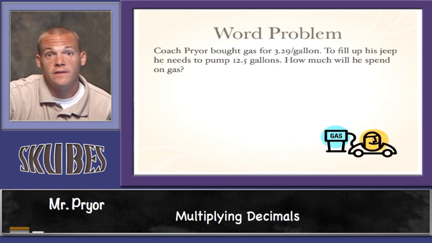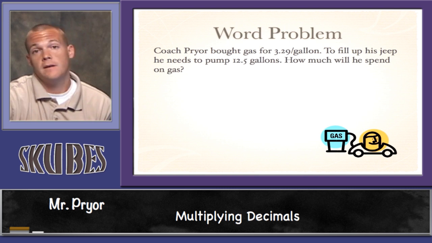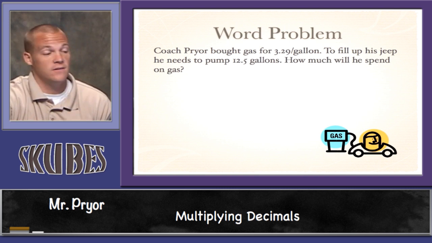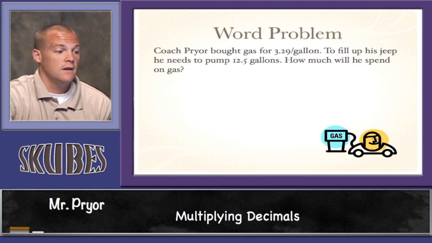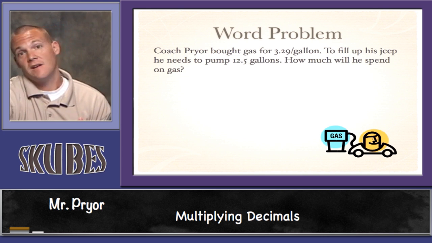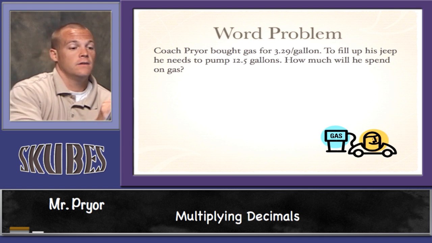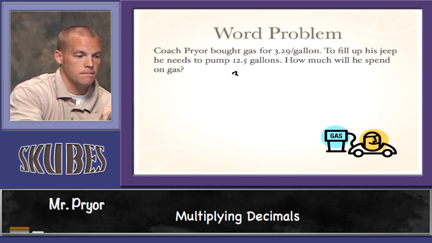So how will they incorporate this into word problems? Well, many different ways. Some of the more popular ways will be things, again, like miles per gallon, or finding how much you might spend on gas, such as this problem here. If I bought gas for $3.29 a gallon, if I need 12.5 gallons to fill up my tank, how much will I end up spending? Well, that's kind of an important thing to know. You want to know how much it's going to end up costing. So you're actually going to take, in this case, 3.29 and multiply it by 12.5.